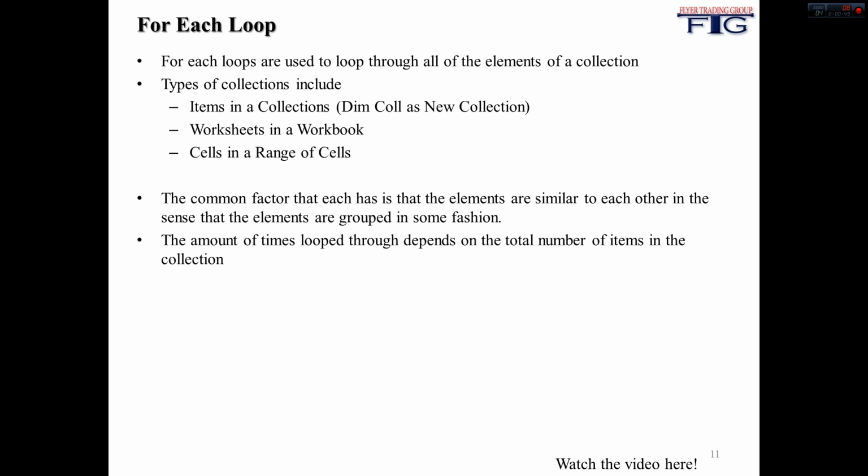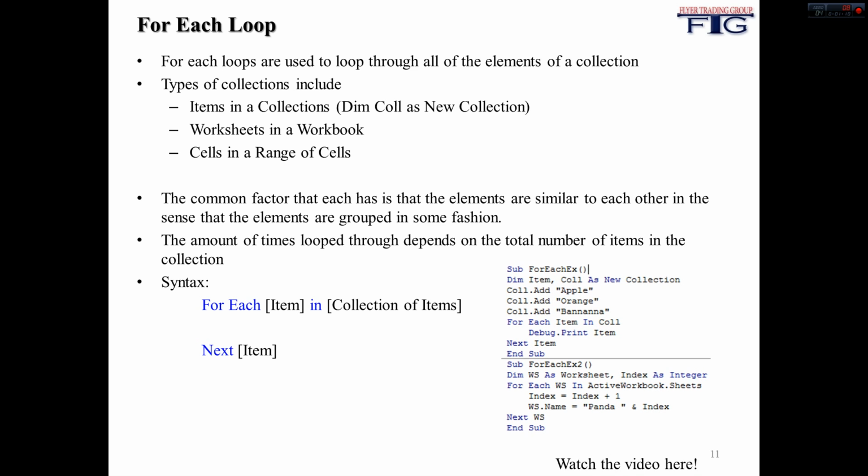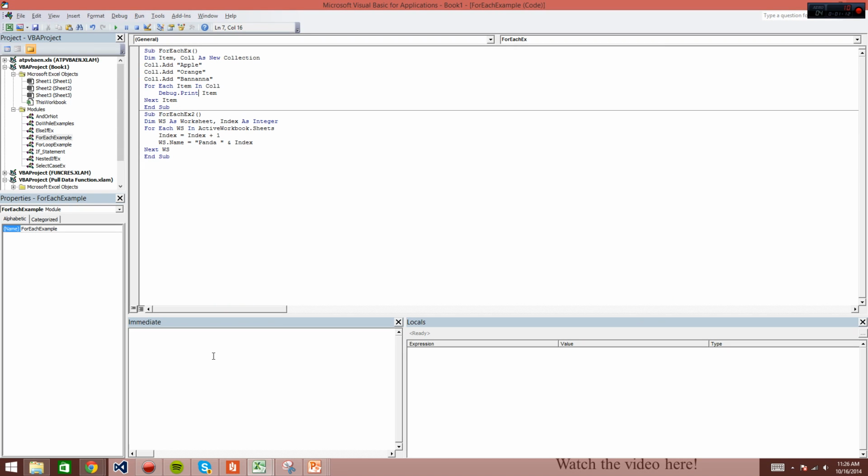Now, the number of times it loops depends on how many items are in the collection. So the syntax for this is: for each item in a collection of items, use next item as the last part. So for each here are keywords, in is a keyword, and next is a keyword. Let's go through an example so you can see what this is like.